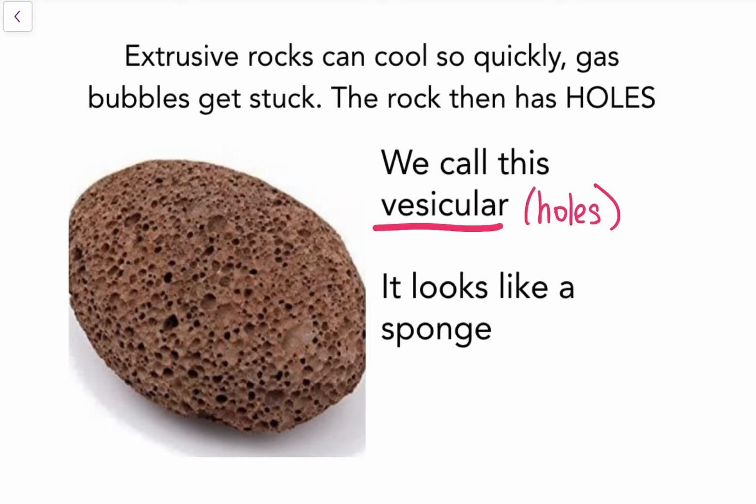You might know pumice if you've ever gone to a spa. We often use pumice on our skin to help exfoliate and take away the dead skin cells. So you might have seen this rock before. You can sometimes see it in the supermarket or in the pharmacy near the nail polish. Anything that has holes in it, like this rock here, is likely to be pumice.